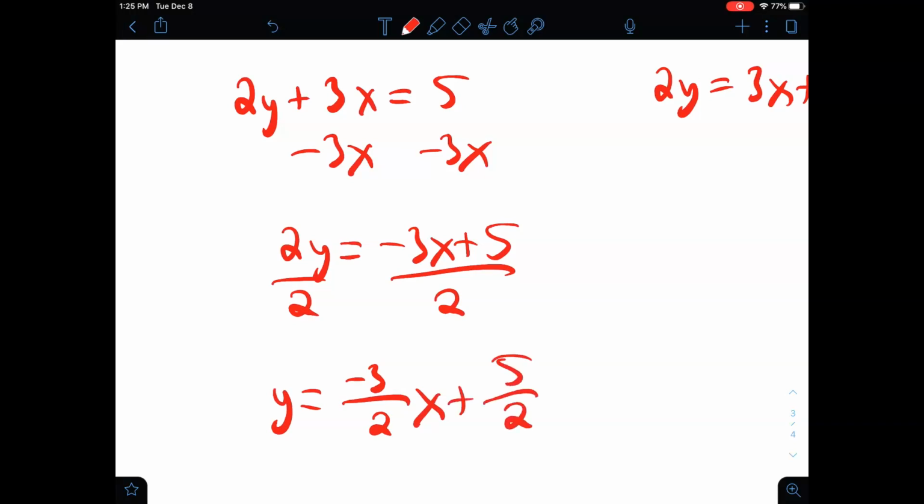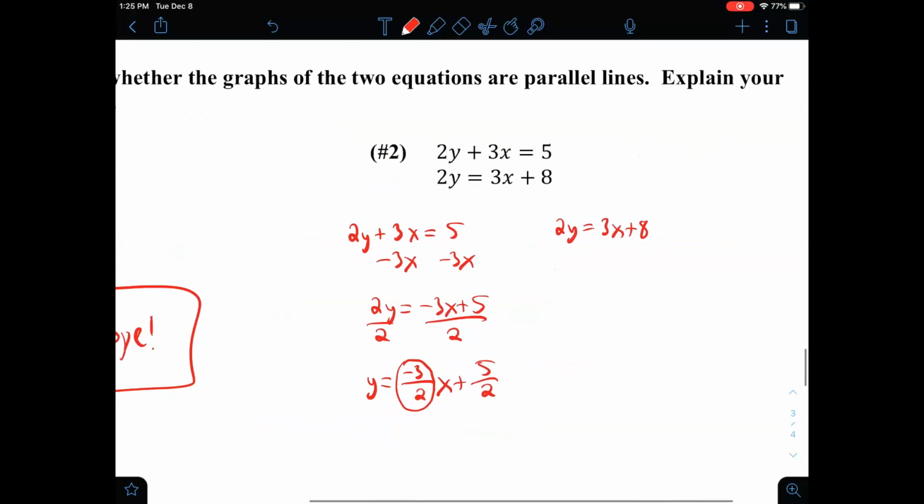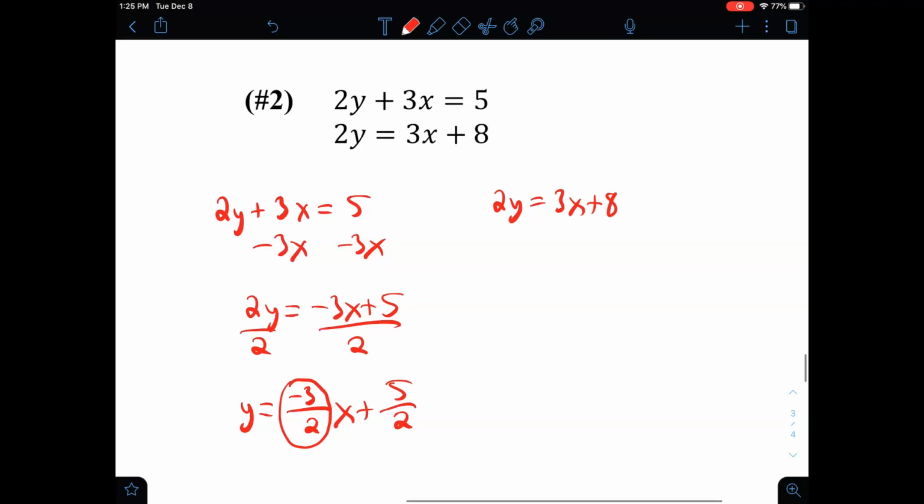So the slope for this one is going to be negative 3 halves. And this one over here, we have 2y equals 3x plus 8. We have to divide by 2 on both sides. We get y equals 3 over 2x, and 8 divided by 2 is 4. The slope of this one is 3 halves.